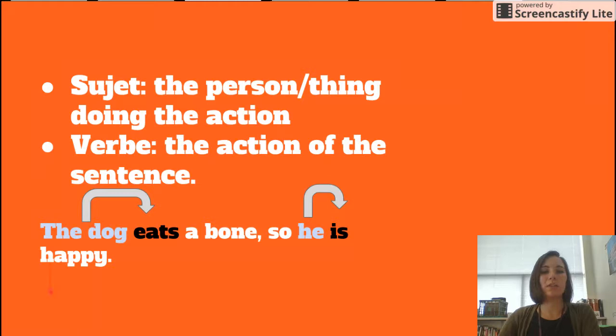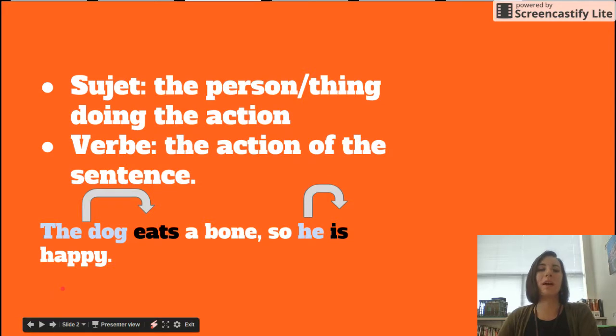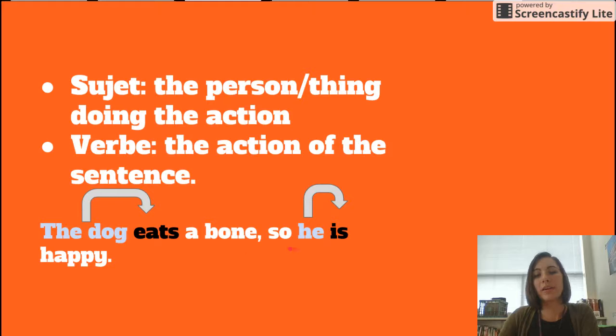You'll see I have this sentence here. The dog eats a bone, so he is happy. In our sentence, the dog is our subject because the dog is what is doing the action of eating a bone. And then in the second half, he, still being the dog, is happy.